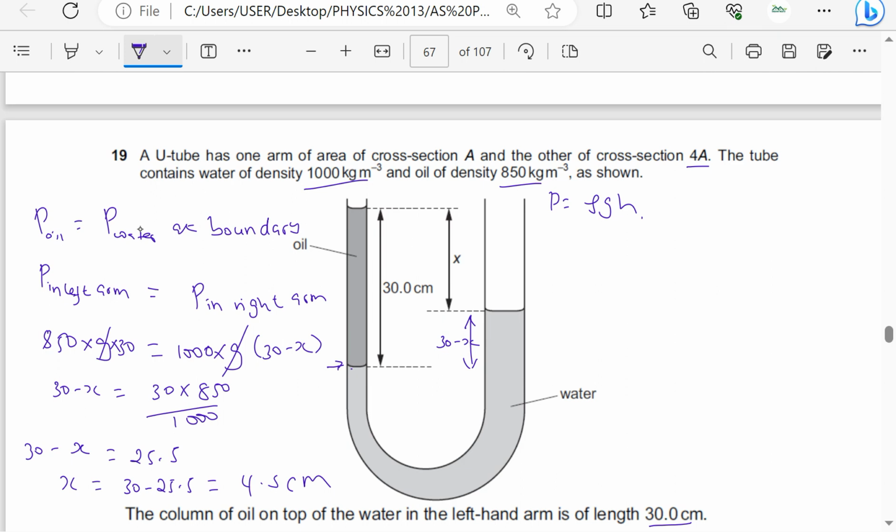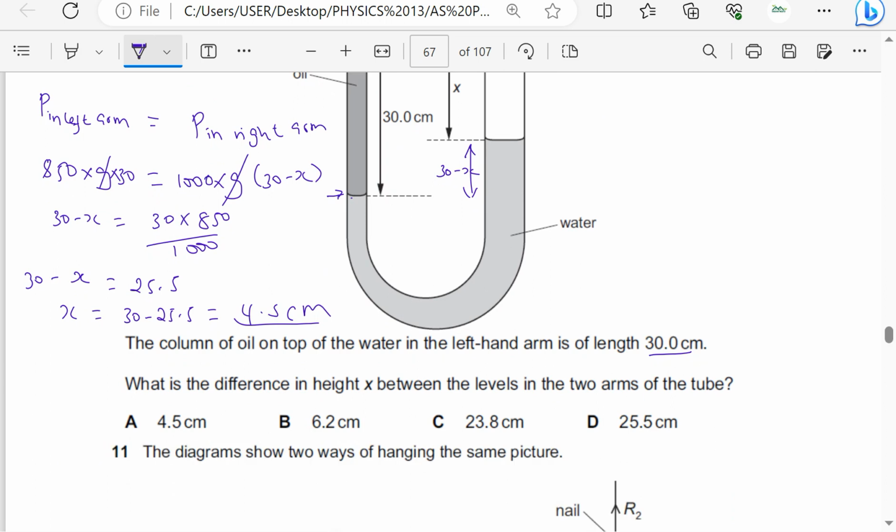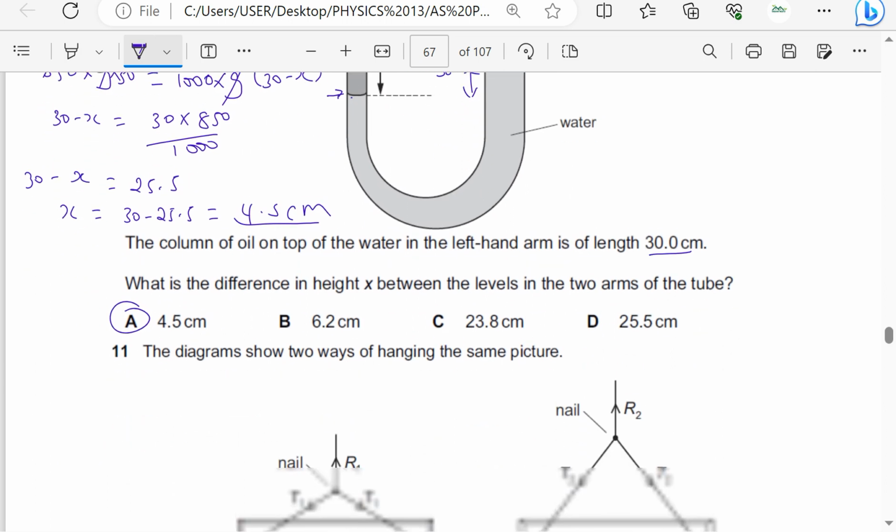So pressure due to the height at the oil-water boundary is what I was considering. The pressure of the oil is going to be equal to the pressure of the water at that boundary. So the pressure in the left arm should be equal to the pressure in the right arm. If that is true, I could just equate the two, and then I simplify, I get x as 4.5 centimeters. So the answer is going to be A.